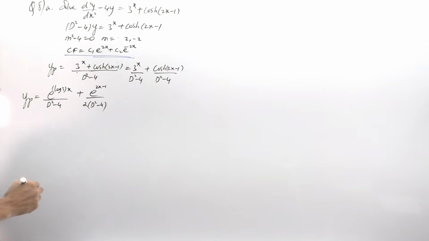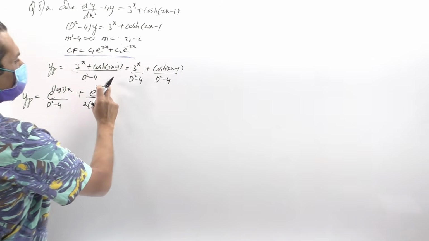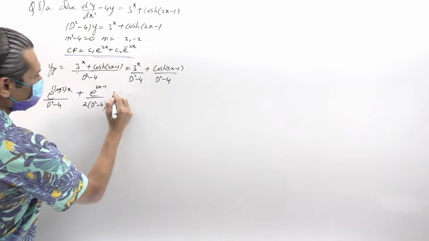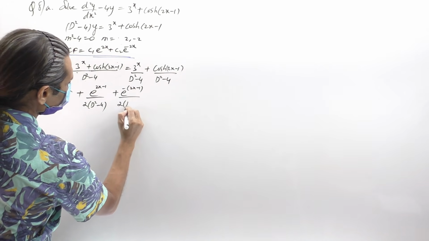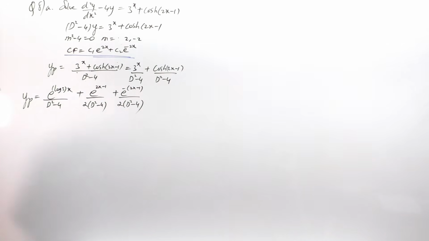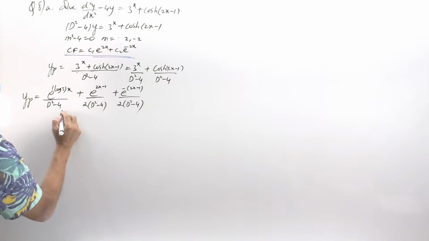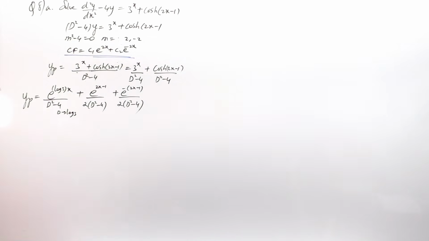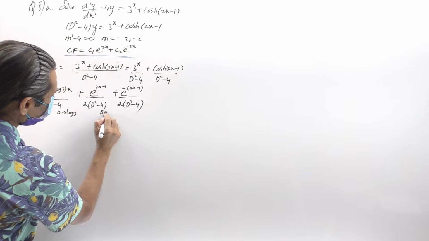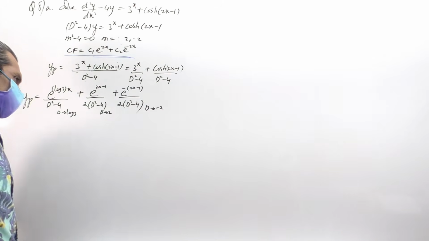Why? Because cos hyperbolic x is e raised to x plus e raised to minus x by 2. So cos hyperbolic 2x minus 1 is e raised to 2x minus 1 plus e raised to minus 2x minus 1, divided by 2. So 2 into D square minus 4. Now as you see, it's all type number 1. So e raised to ax, here a is log 3, so replace D by log 3, as in type 1. We replace in the denominator all D's by a. Here a is 2, so replace D by 2, and here minus 2. Am I right? Minus 2x, no? So minus 2. Okay. Fine.